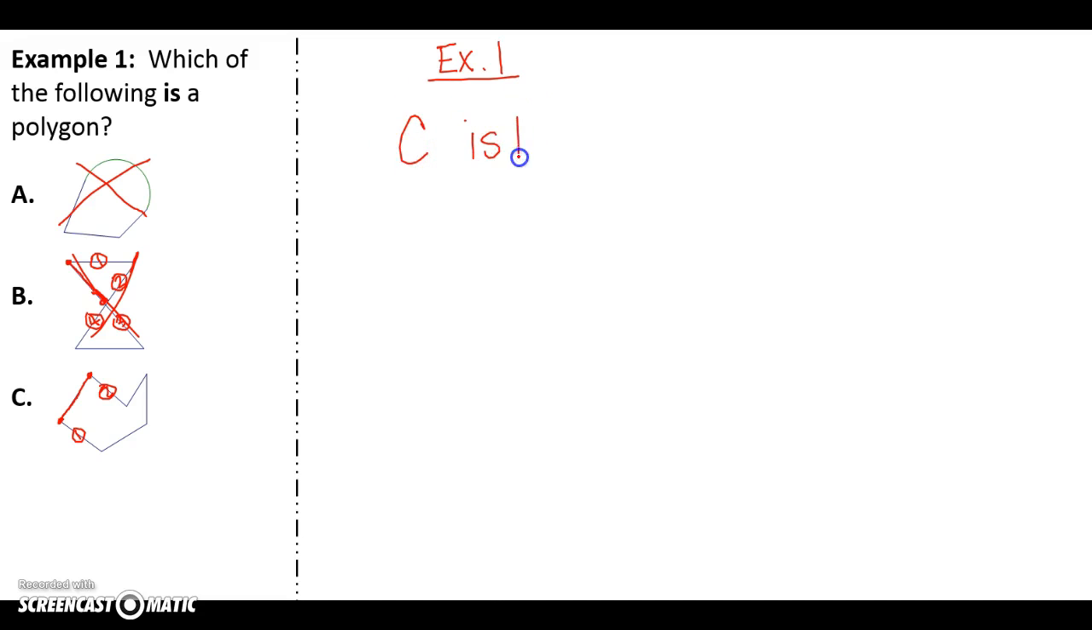So C is the polygon. And if you want to write in your notes why the other ones are not, you can, to make sure that you understand. Okay?